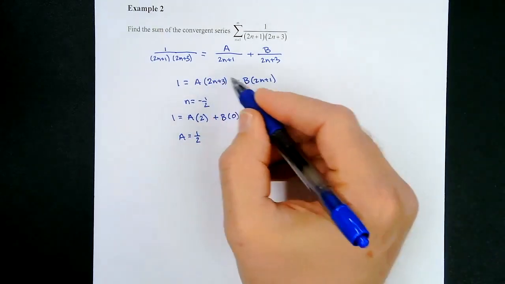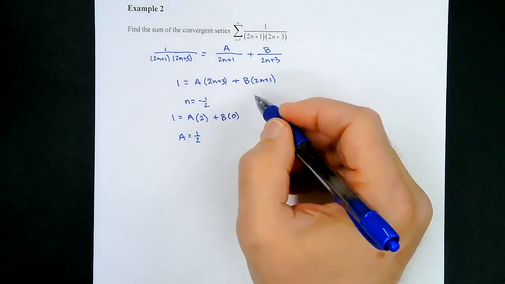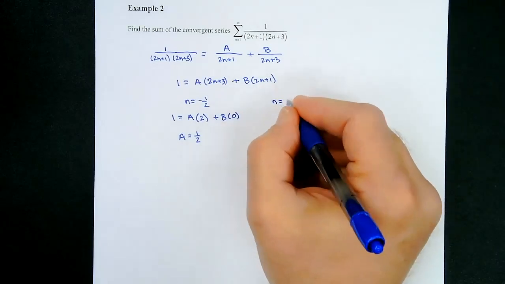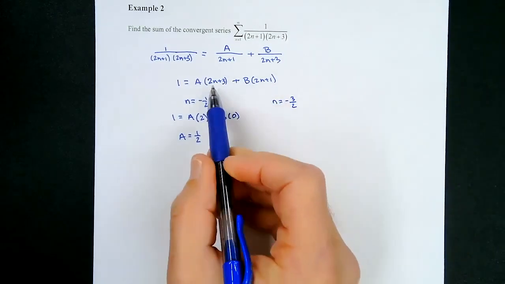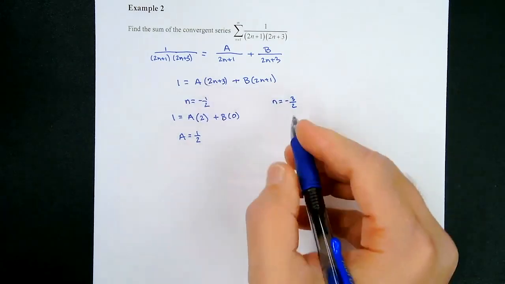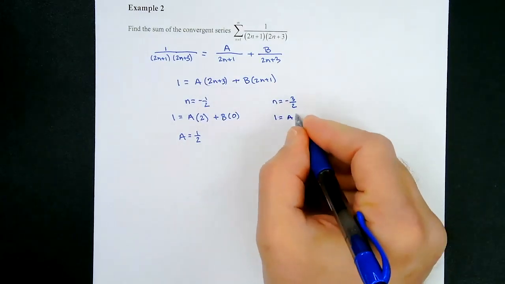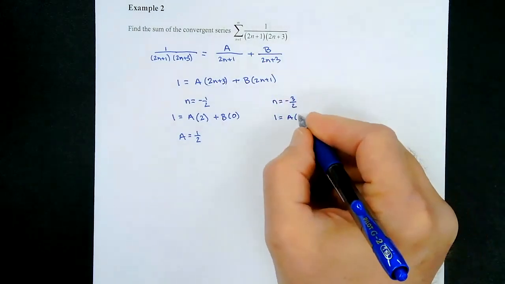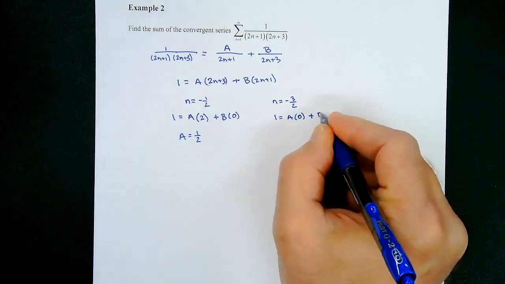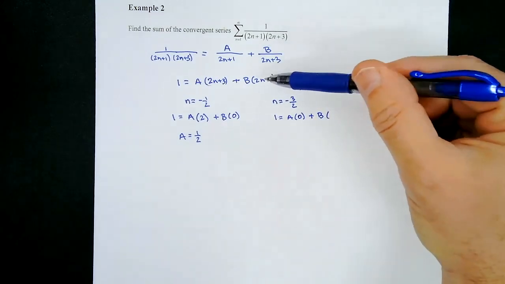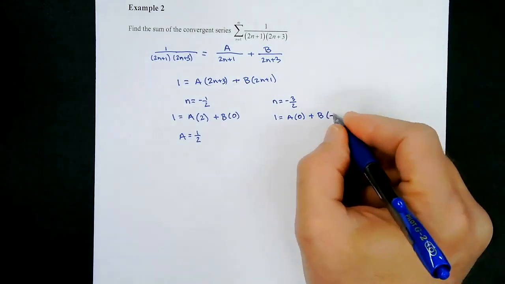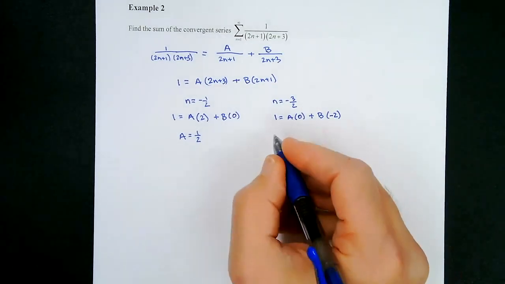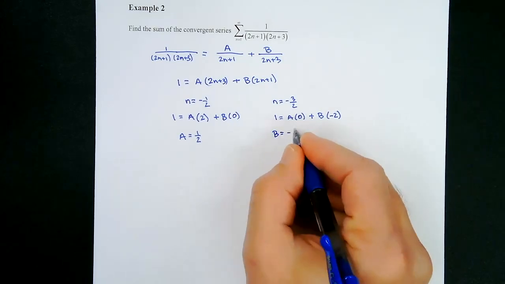To get rid of this one, in order to get the b value, we're going to let n equal -3/2. So that's going to cause this to become 0. All right, so 1 is equal to a times 2 times -3/2, which would be -3 plus 3, that'd be 0, and then plus b times -3 plus 1, which would give you -2. And this one drops out. So we're left with b times -2, or b is equal to -1/2.